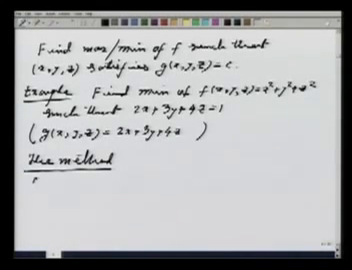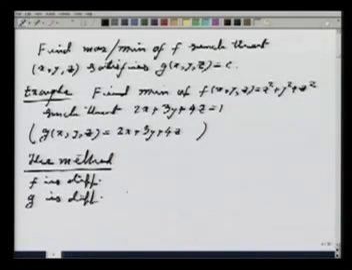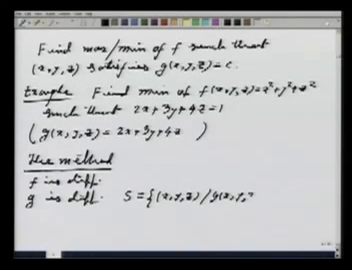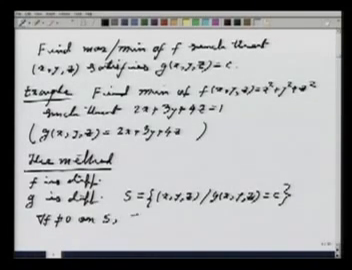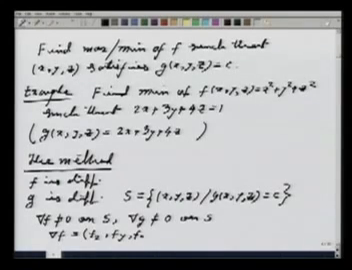So I assume f is differentiable, g is also differentiable. I define a surface S which is the set of x, y, z such that g of x, y, z equals C. I will also assume that grad f is not equal to 0 on S and grad g is not equal to 0 on S, where we have the obvious meaning of grad f, that is the partial derivatives f x, f y, f z. So typically I am dealing with real valued functions here, f and g.